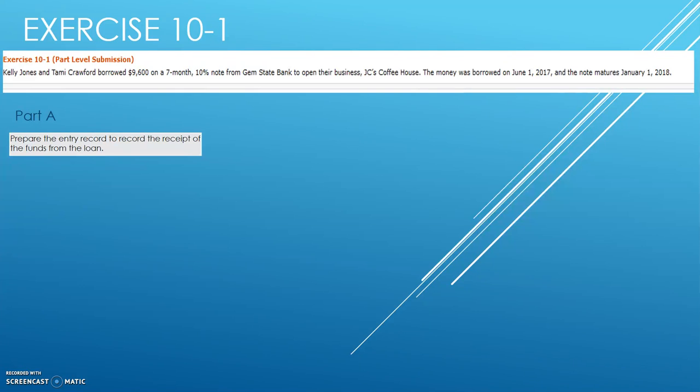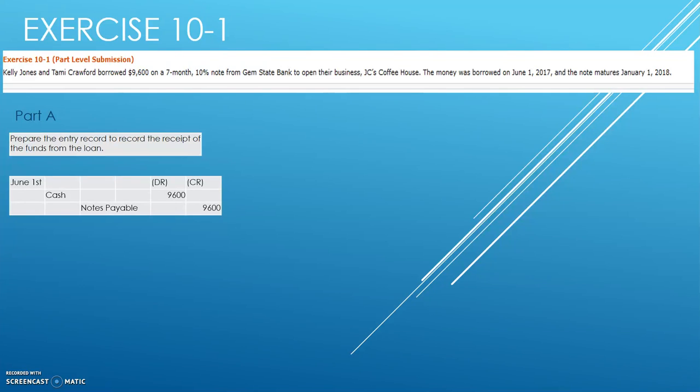Part A asks us to prepare the entry to record the receipt of the funds for the loan. In this case, we're just going to go ahead and debit cash because that's what we got, and credit notes payable because that's what we're going to have to give back eventually. And that would be about it for the journalization. Of course, anytime you're journaling, remember to keep the date here. That's important.